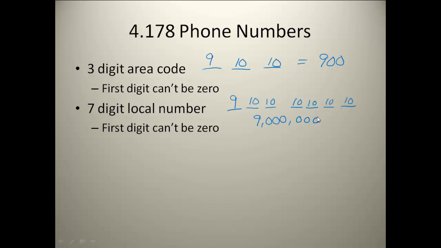for part B. And then part C wants to know how many telephone numbers are possible. So this is including our area codes and our zip codes. So we need to take our 900 times our 9 million. And we're going to, oops, that comma should not be there. We're going to get 8,100,000,000.